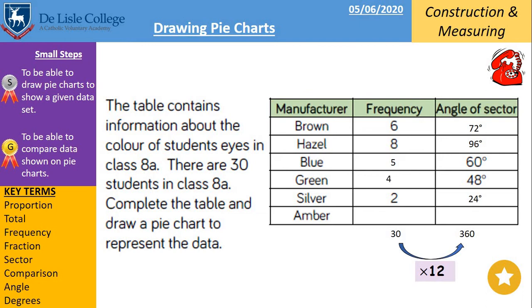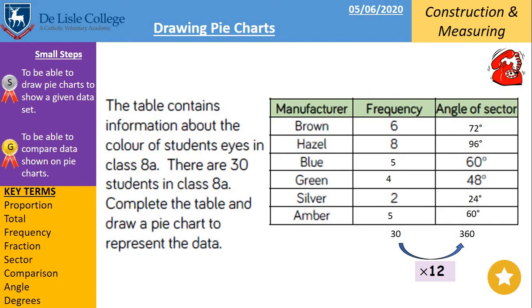And then we know the total frequency must be 30. So to work out amber, we can do 30 minus 6 minus 8 minus 5 minus 4 minus 2. That gives us 5. 5 times 12, once again, 60 degrees. Double check, all those add up. Yes, they do. That's 360 degrees. And then you can draw the pie chart for that information.